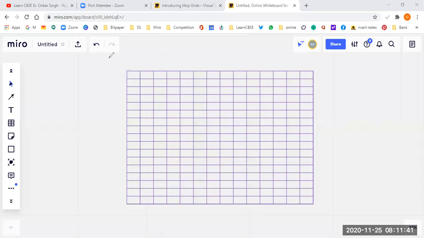Yes, students. So today we will discuss velocity time graphs, right? So first we will discuss the graph of a vehicle which is moving with a constant velocity.